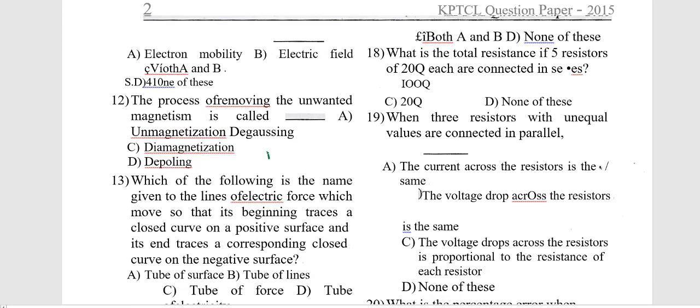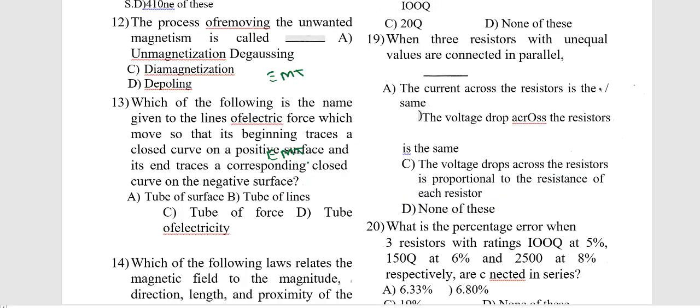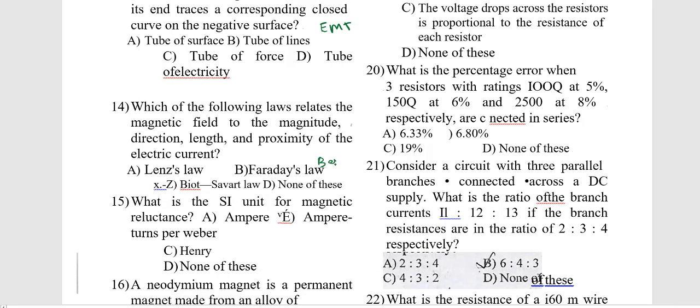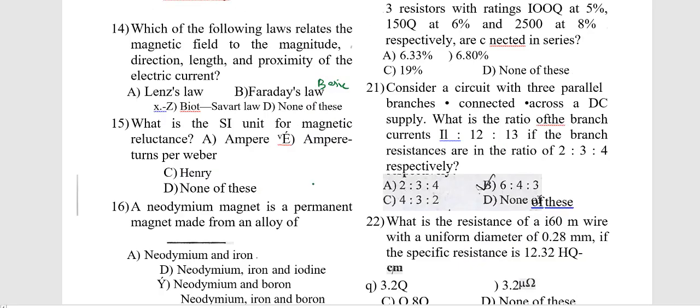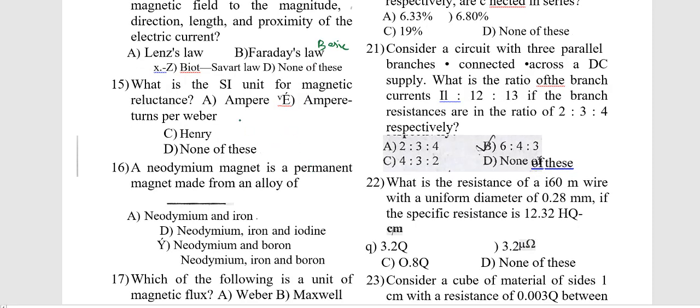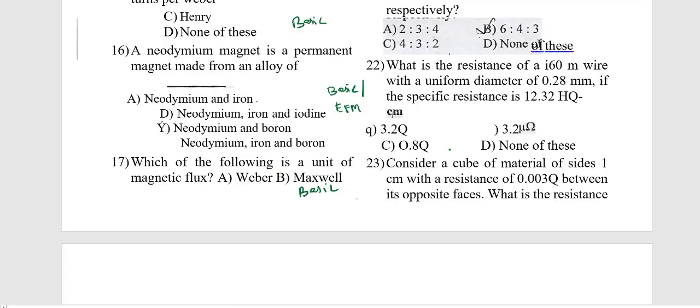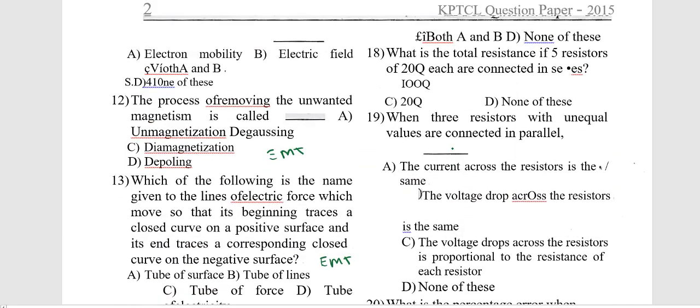Again, this question belongs to EMT. Again, electric force, EMT. Next question, Lenz's law, Faraday's law, basics. Basic electrical engineer means basic electrical engineer. This is a unit of magnetic reluctance, also basic. This one also basic or electrical engineering materials. This one basic. Magnetic flux, they are talking about magnetic flux, so this is a basic question paper.